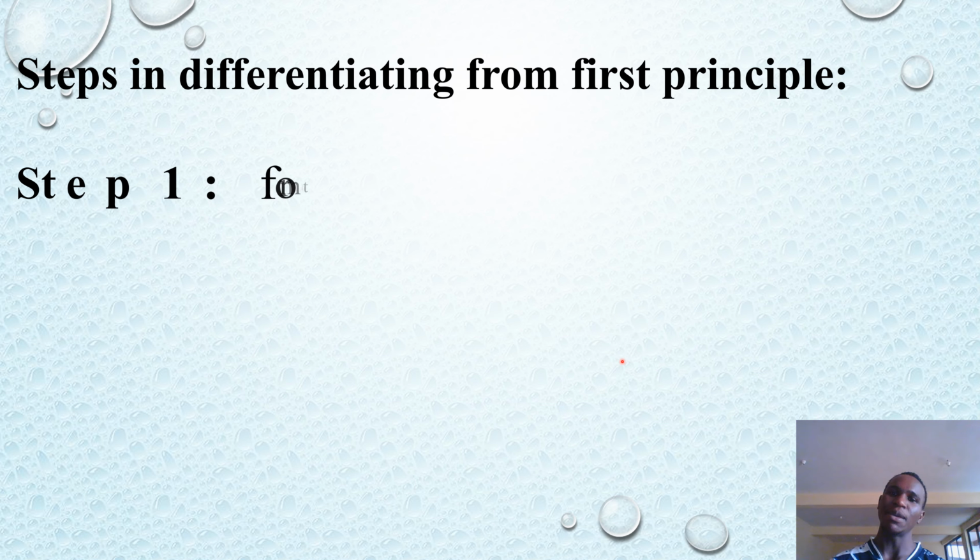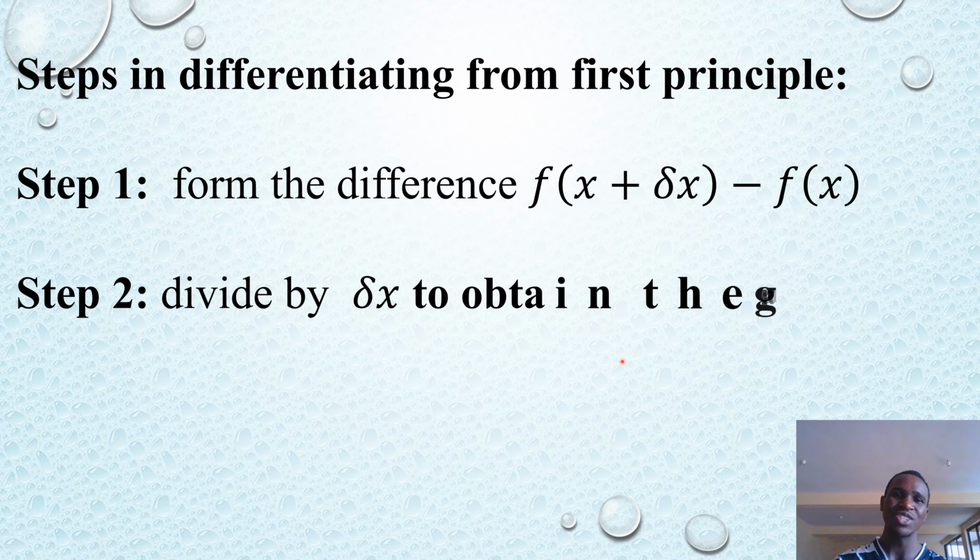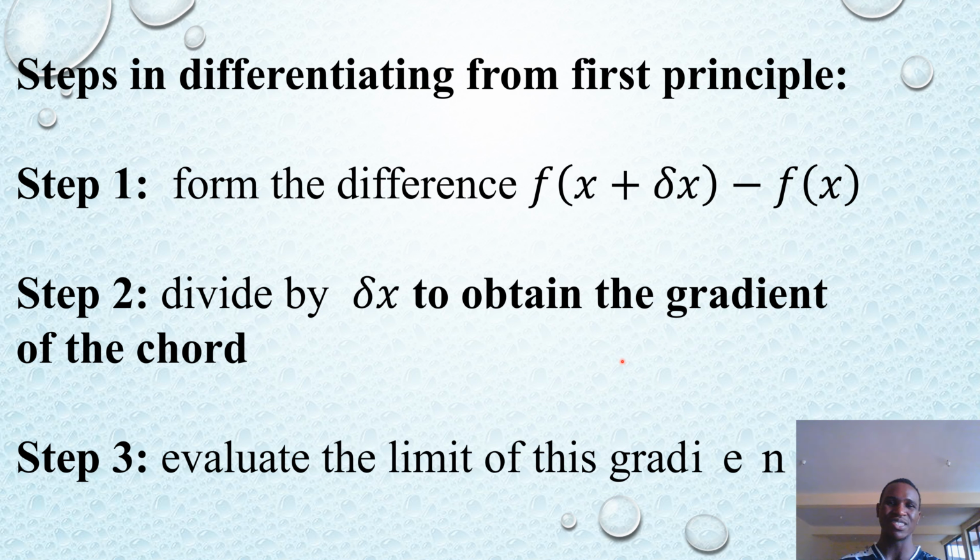So now, what are the steps? Remember, we said differentiation by evaluating the limits of the gradient function is known as what? Differentiation from first principle, right? So when you evaluate the gradient of the curve and take the limits as delta x approaches 0, we are talking about differentiation from first principle. If you are taking down the notes, make sure you highlight those points. So these are the steps that you will be using to differentiate from first principle.